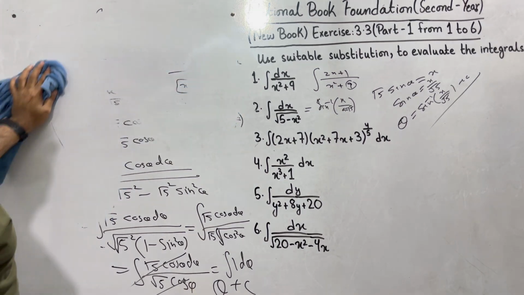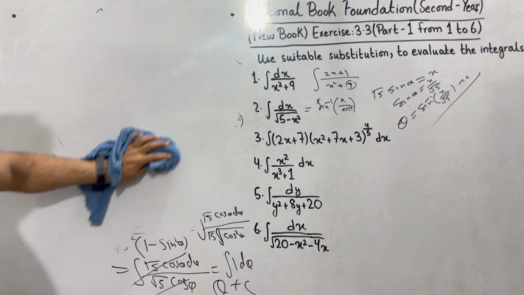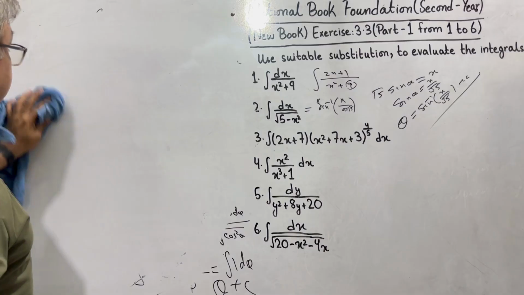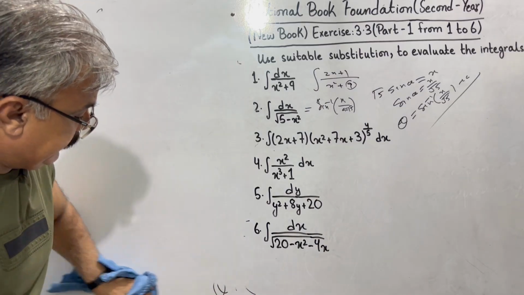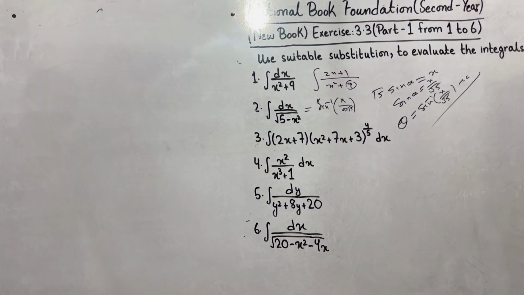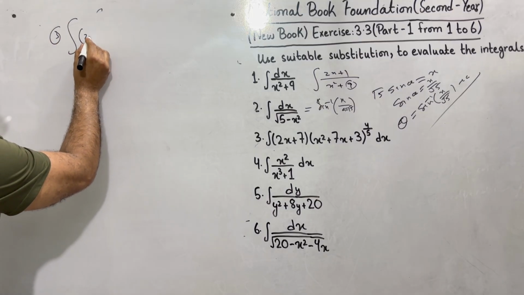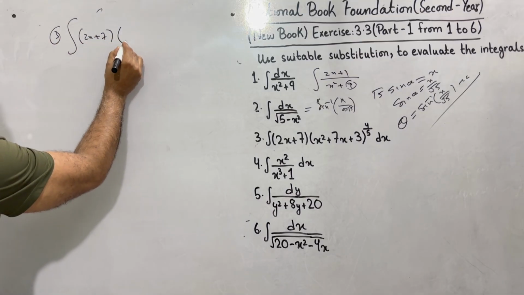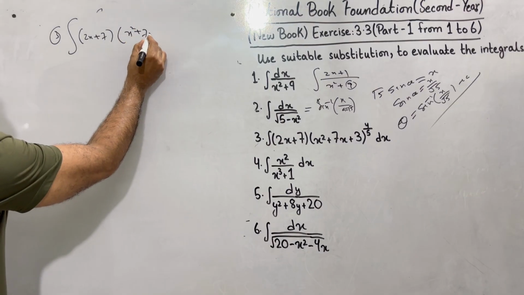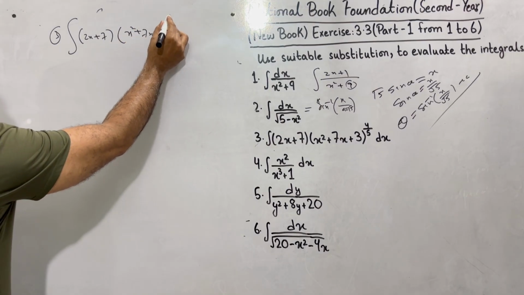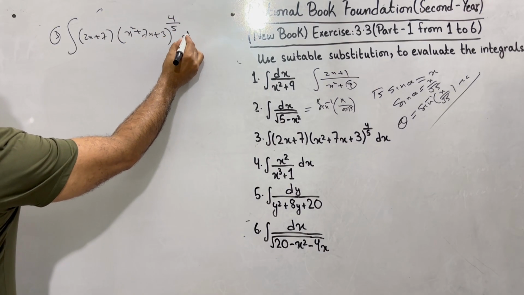Question number 3. It is simply based on the function-derivative situation, which is prevalent here. Just easily negotiate this question. Question number 3: the integral of (2x plus 7) times (x square plus 7x plus 3) raised to 4 over 5 dx.